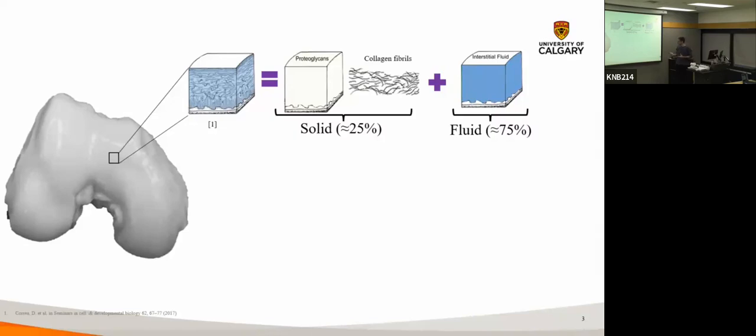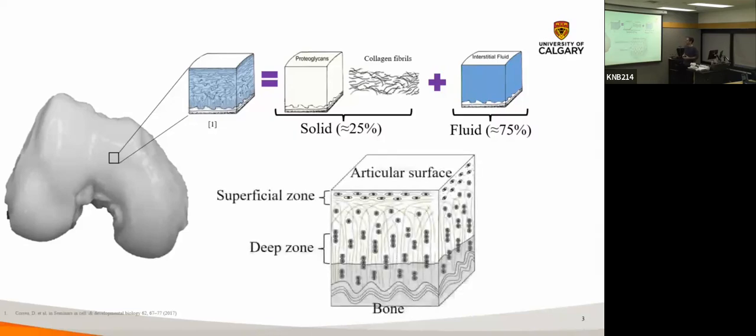There are two important zones here that I'm going to address in my lecture: superficial zone and deep zone. Deep zone is a region close to the bone surface, and superficial zone is a region close to the articular surface. So that's the articular surface, which is the surface here that you see, and on the other side is the bone, and that's the femoral cartilage.